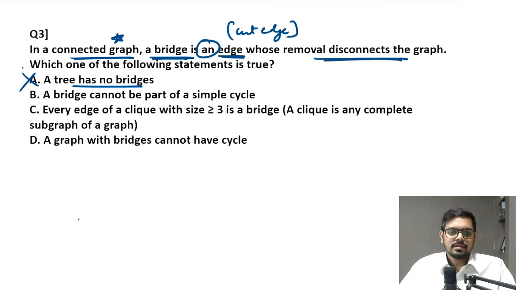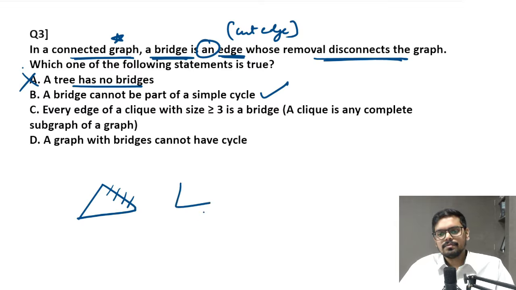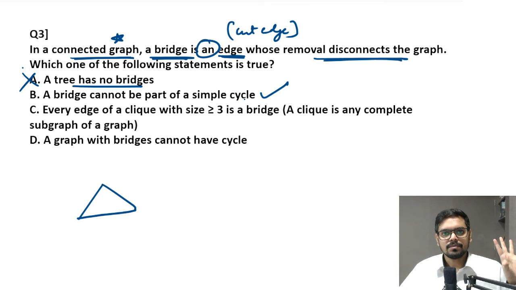A bridge cannot be a part of a simple cycle. If you have a simple cycle like this, they are saying a bridge cannot be a part of the simple cycle. Yes, in a simple cycle, if you remove this edge, it is still connected, not disconnected. If you remove this, still it is connected. So no edge is behaving as a bridge, so a bridge cannot be a part of a simple cycle. Makes sense? Done. I won't check C and D in the exam, but as a teacher I will check here.